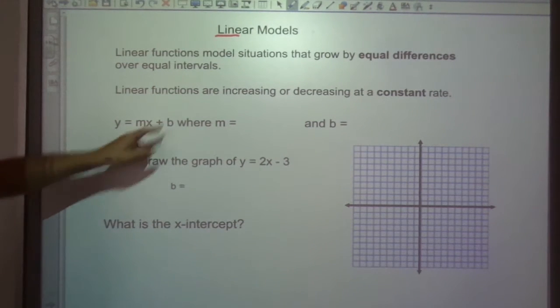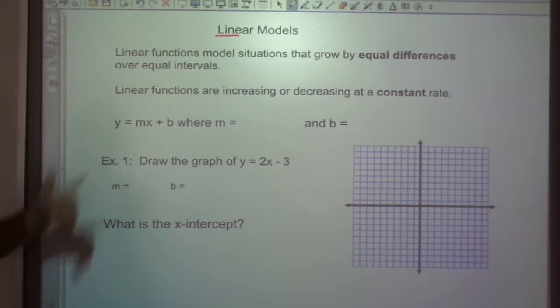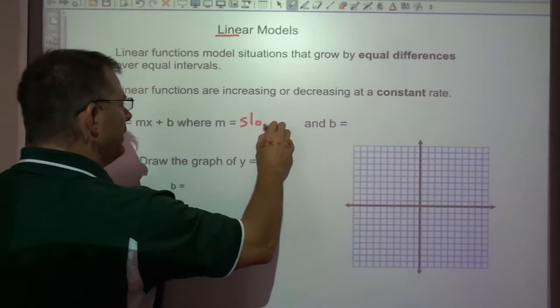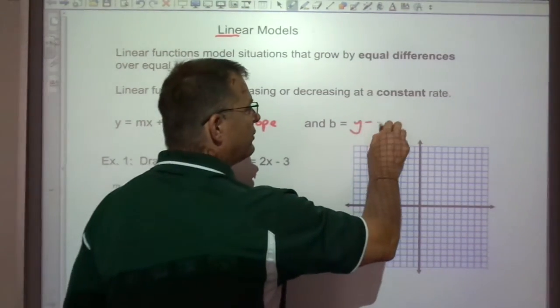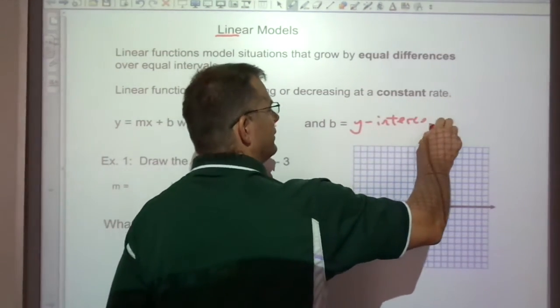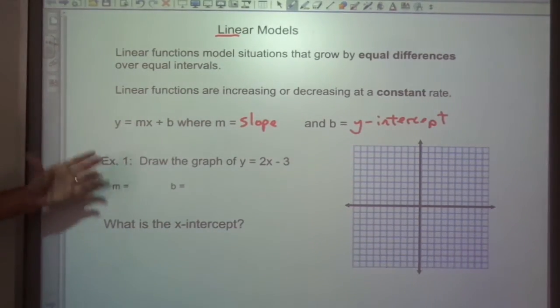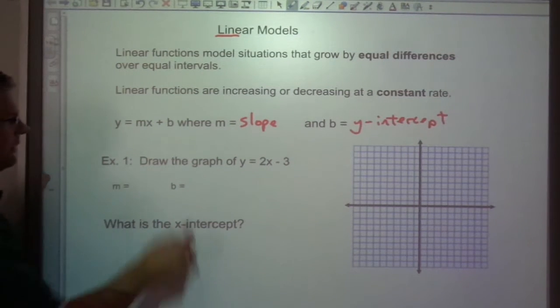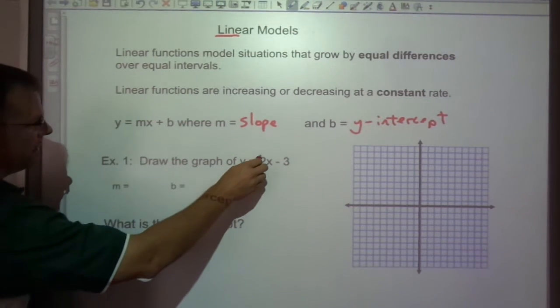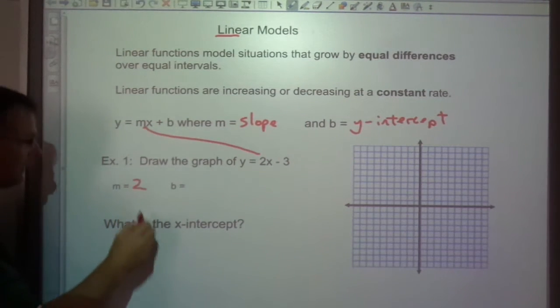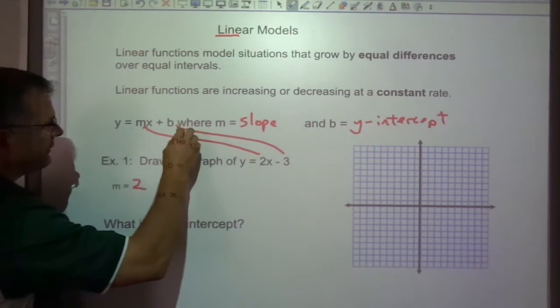Remember, we can represent that with the formula y equals mx plus b. M is the slope and b is the y-intercept. This is called slope-intercept form. So what we should be able to do is draw the graph of y equals 2x minus 3. From looking at this form, the m here is the 2. And the b here is the negative 3.